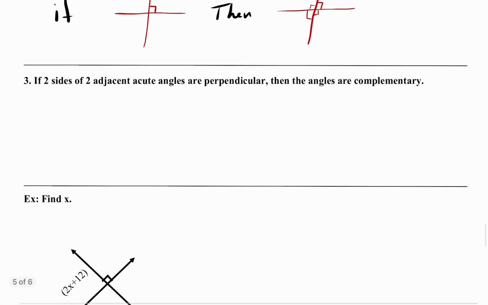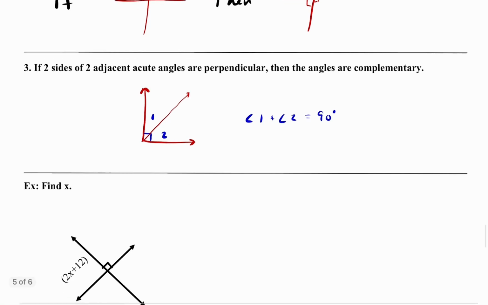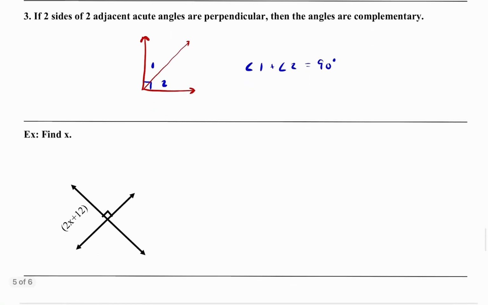If two sides of two adjacent acute angles are perpendicular, then the acute angles are complementary. So that's just a pretty complex way of saying that if you take a situation where you have perpendicular lines and they have an angle, so we have two adjacent acute angles and they form a perfect right angle, then they're complementary, all right? So here's angle 1, here's angle 2. Angle 1 plus angle 2 equals 90 degrees. So if we know that the two adjacent angles are perpendicular, then the angles are complementary. Add together to equal 90. I think this is all making sense. All right, let's keep going.